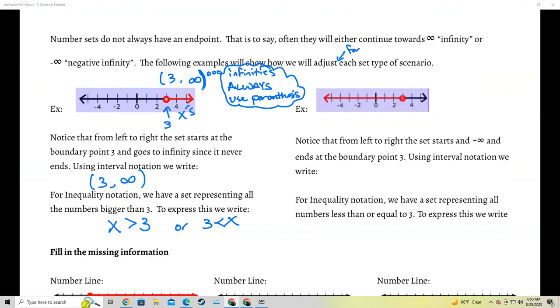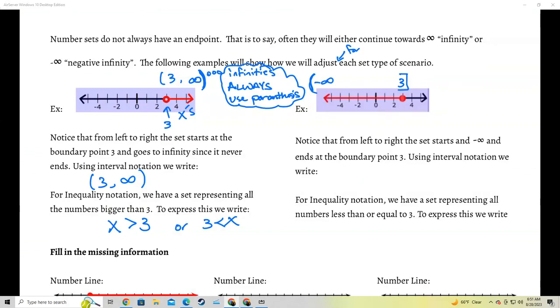Same concept, except here, if I go from left to right, I notice that I'm starting at negative infinity. And I have all these x's here, all the way up to my boundary point of 3. That is my boundary point on this side. Is 3 part of my set? Yes, so I'm going to put a bracket. And what did I say about infinities? That's a negative infinity. Students always forget to put the negative when it goes to the left. Be careful not to forget that. Remember, it's an infinity, so use a parentheses.